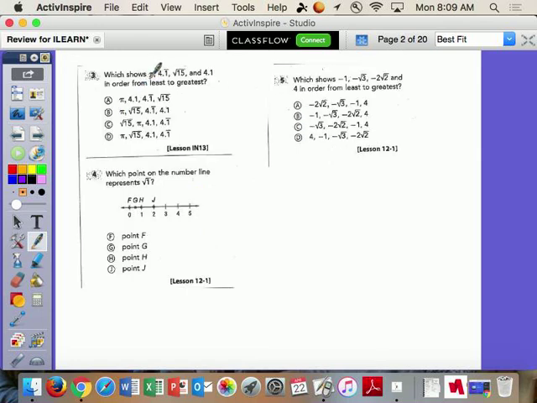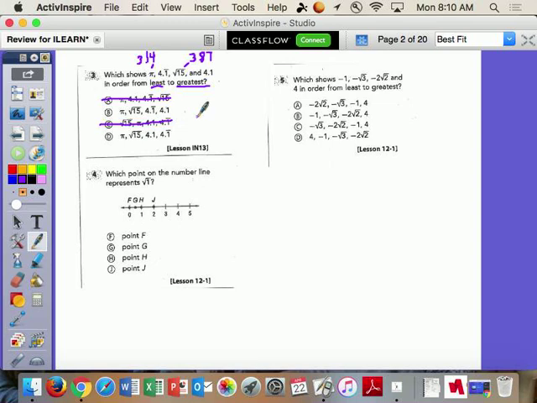So we're doing the same thing. Pi, we know that's 3.14. Square root of 15, 3 and 8700ths. So it says least, smallest to biggest. So which one is the smallest? Pi. So that one's out. Which one's the next smallest? Square root of 15. That one's out.